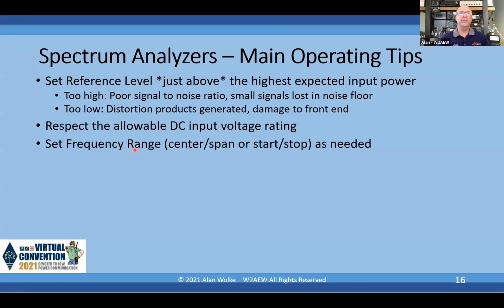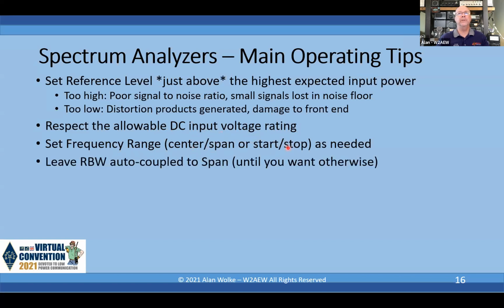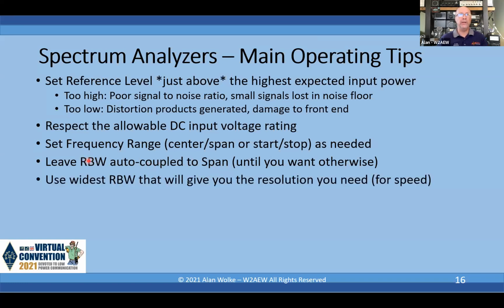And then, of course, set your frequency range either by center frequency and span or start and stop as needed. Leave the RBW auto coupled to the span until you know otherwise. Generally the auto coupled RBW setting is 0.1 to 1% of the span, and in most cases that's sufficient. But if you decide, hey, I want something narrower, I can live with a slightly slower sweep speed, you can uncouple them and adjust the RBW manually.